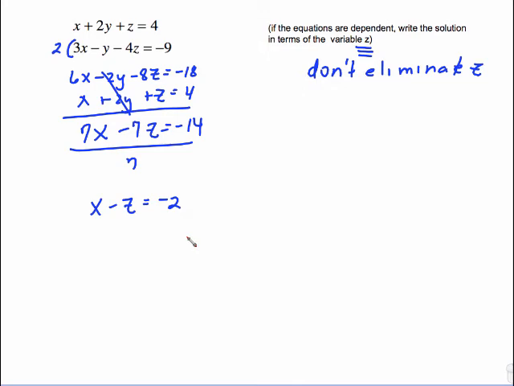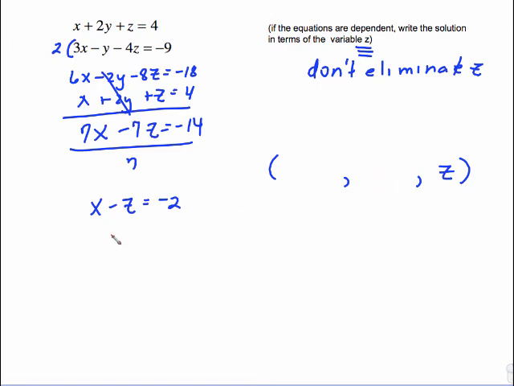And here's where the problem comes in. I have no way to create another equation with these variables because I only had 2 equations to begin with. This tells me that this system is dependent. So I have x minus z equals negative 2. Go back to these directions. Write your solution in terms of the variable z. That means your solution will be something, comma, z. So we're going to write expressions using the variable z to stand in for x and y.